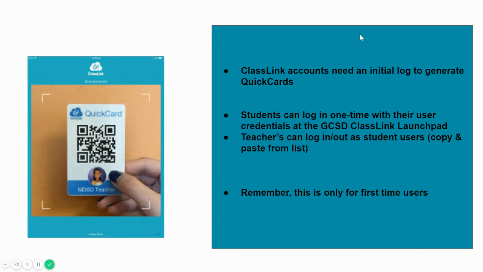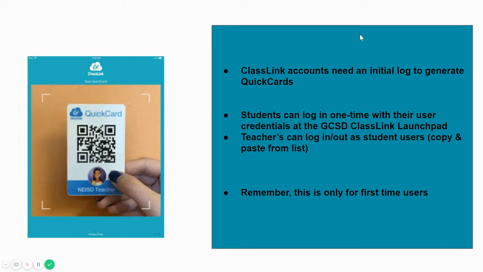So teachers can actually have a list of their student usernames and passwords, and they can just log in as each one of their students. And a lot of times it's as simple as copying and pasting and then logging back out of ClassLink. Once it's done one time, those ClassLink QuickCards will be authenticated, meaning they'll be able to be used. So again, it's only for first-time users. If kindergarten students last year signed in and used ClassLink one time or 2 times, they will not have to do this all over again.